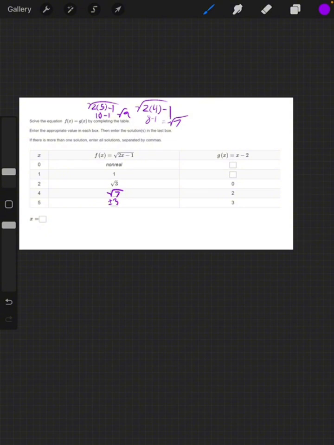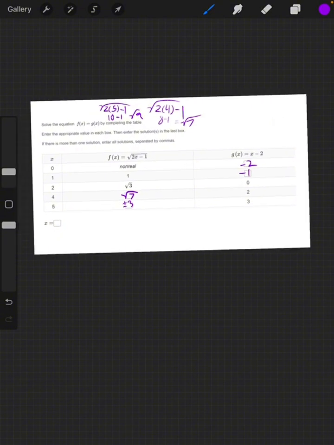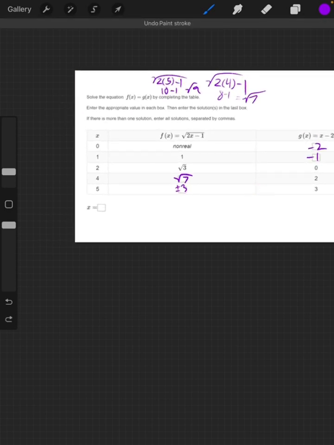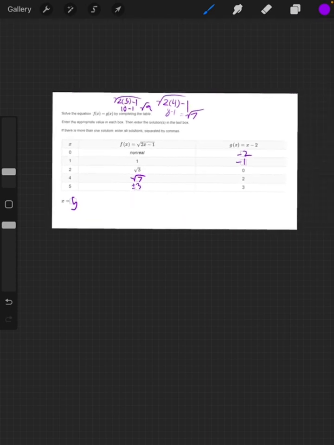And 0, put that into 0. 0 minus 2 is negative 2. 1 minus 2 is negative 1. And it wants us to figure out where the y values are the same. And right here we both have 3's, so that means the y values are the same when x is at 5.